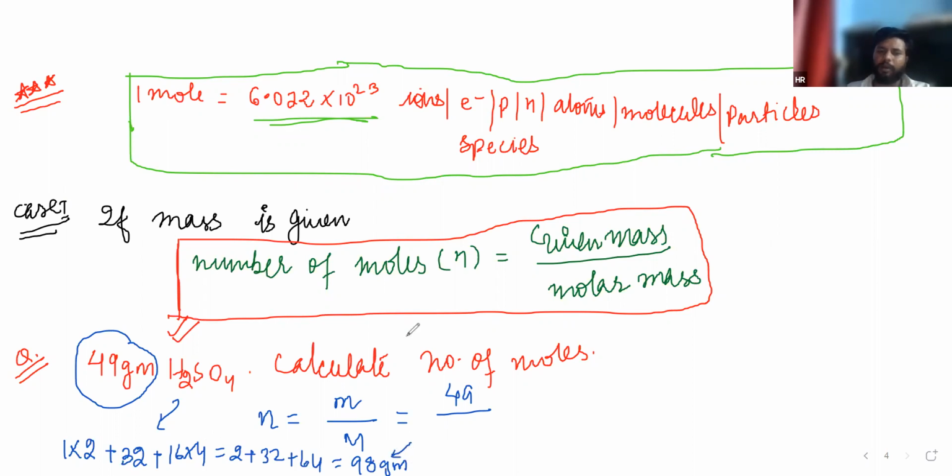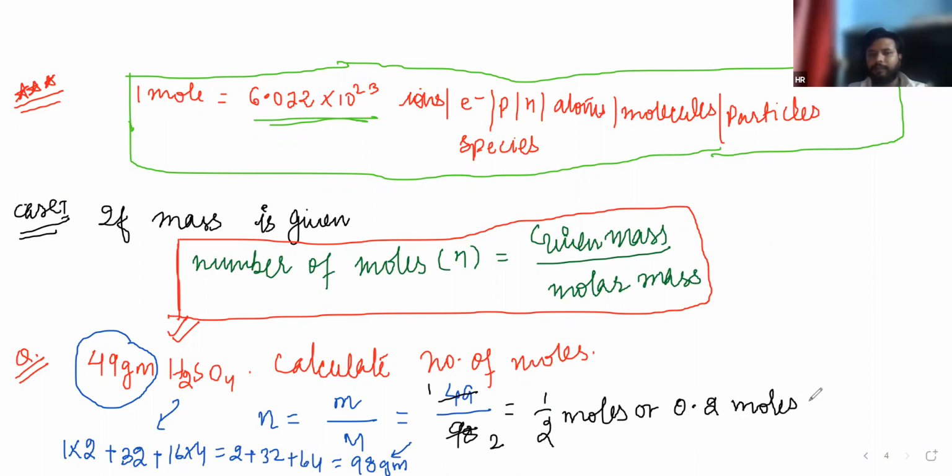This will be your molar mass, and we just put 98 gram here and solve it: 49 upon 98, and it will be 1 by 2 moles or 0.5 moles. If mass is given, we have to calculate it as given mass upon molar mass. We will use this formula. We have 3 formulas for number of moles directly. Okay, got it, Arsalan? If there is any doubt, you can ask me. Okay, write it.